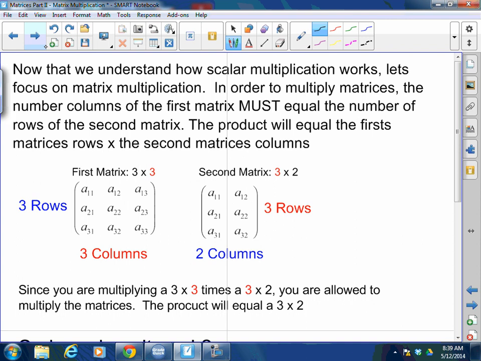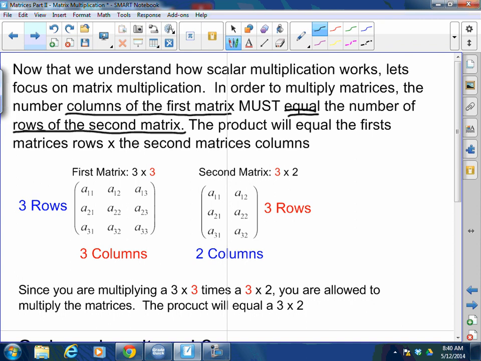Okay, now that we understand how scalar multiplication works, let's focus on matrix multiplication. In order to multiply matrices, the number of columns of the first matrix must equal the number of rows of the second matrix. So please pay attention to that. The product will equal the first matrix's rows times the second matrix's columns. Okay?